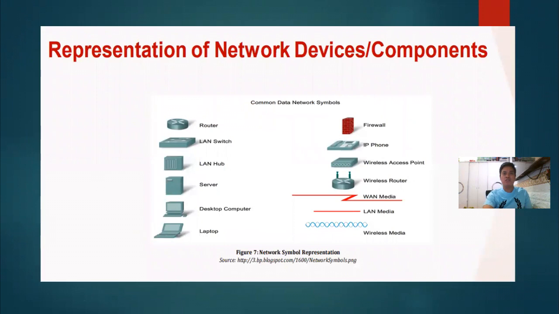So, representation of network devices or components. These are the common data network symbols: the symbols of a router, LAN switch, LAN hub, server, desktop computer, laptop, firewall, IP phone, wireless access point, wireless router, and WAN media, LAN media, and wireless media.